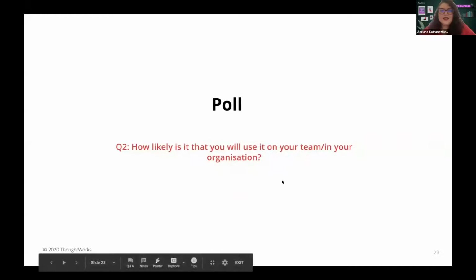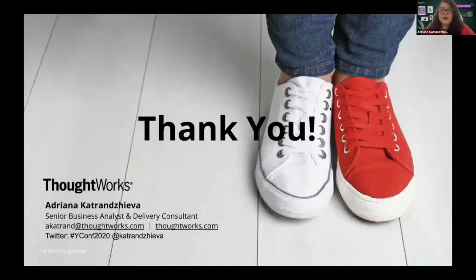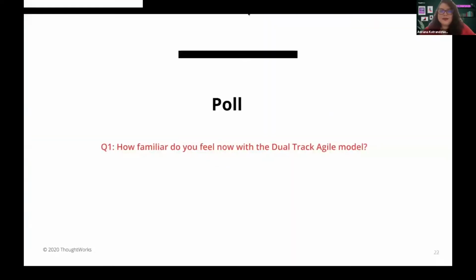Right, so this is the first question I want to launch, which is how familiar do you feel now with it? All right, here we go. People are still voting, more or less a similar spread. I'll give you a few more seconds. Okay, and sharing the results. Here we go, very similar to the other poll. Great. Thank you for participating in this poll, and thank you for listening.